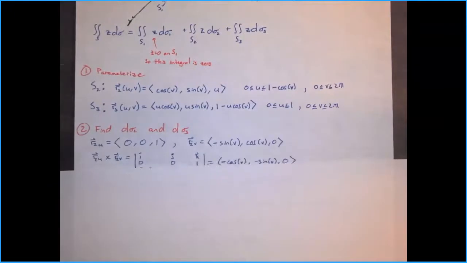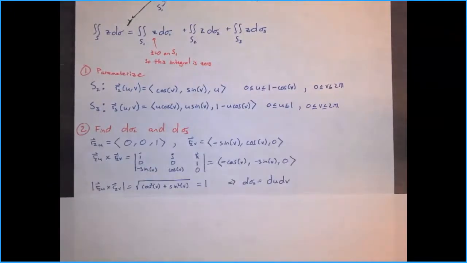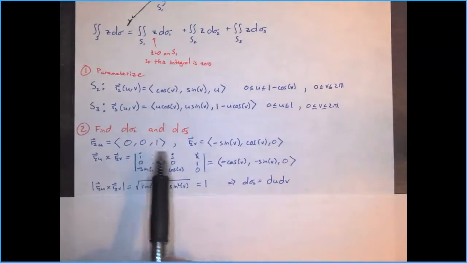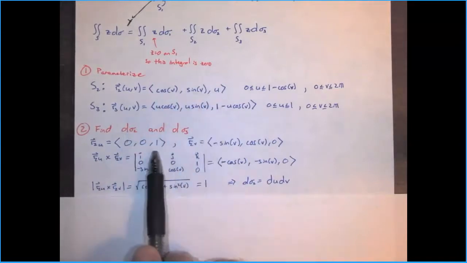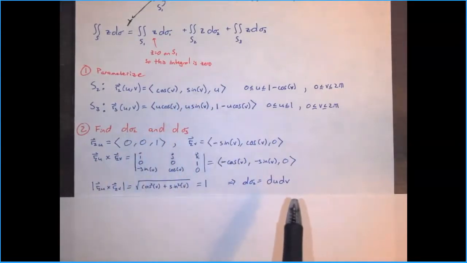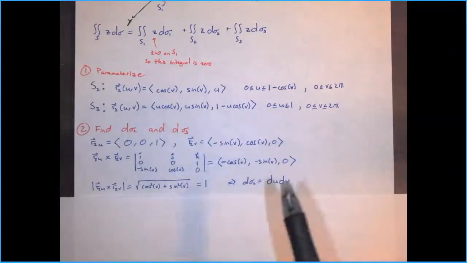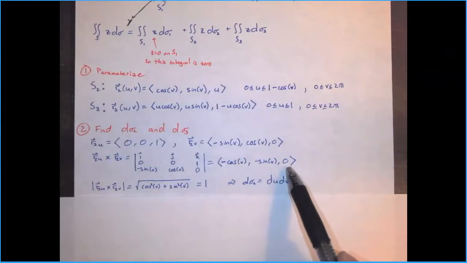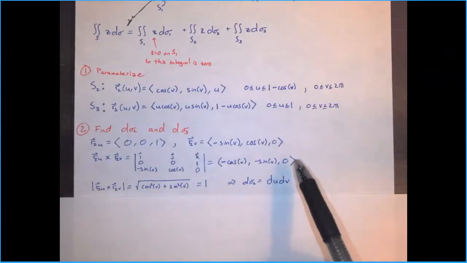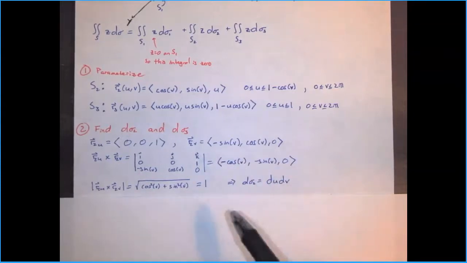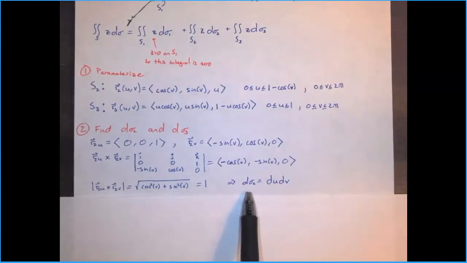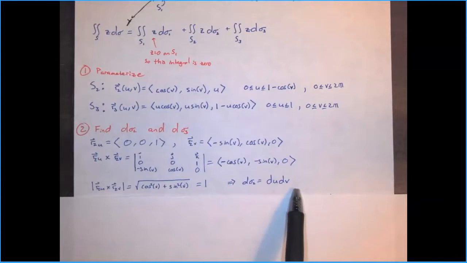Finding the surface area elements for the second surface, I take my partial derivatives. Partial derivative with respect to u, I just get 0, 0, 1. Partial derivative with respect to v, I get negative sine v, cosine v, 0. I cross them, I get negative cosine v, negative sine v, 0. You can verify this. And then this is a unit vector, so when I take the magnitude, I get 1. So d sigma 2, the surface area element for this second surface, is just du dv.